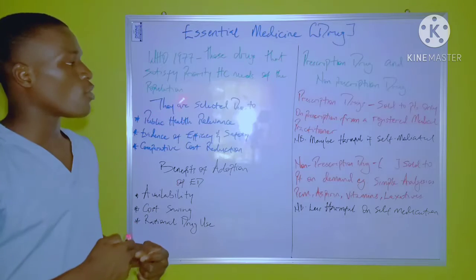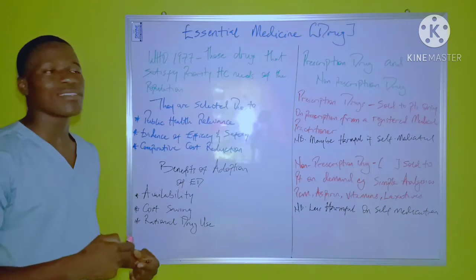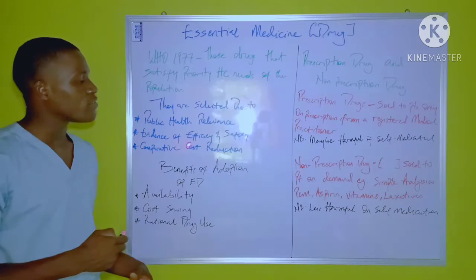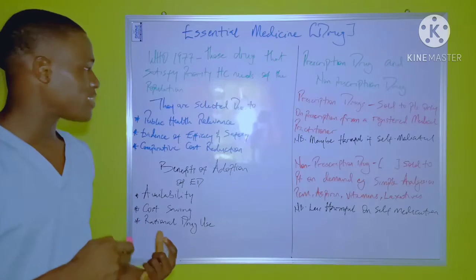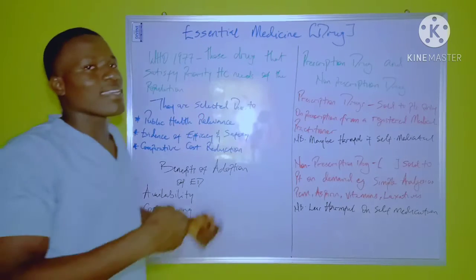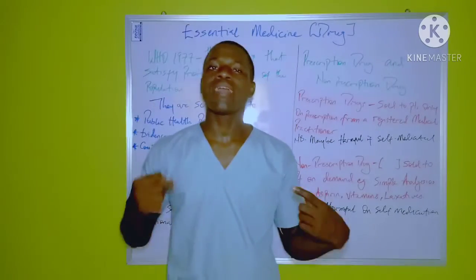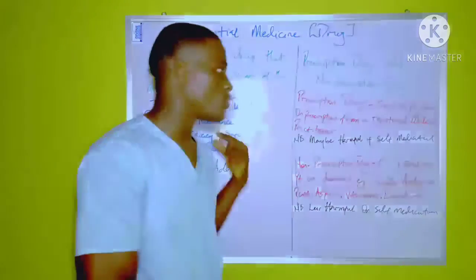Those drugs were selected due to several factors, which include: one, public health relevance; evidence of efficacy and safety; and comparative cost reduction. That is, these drugs were selected due to what? Public health relevance. That's how relevant is this drug to the public? How relevant is this drug in order to serve their healthcare need?